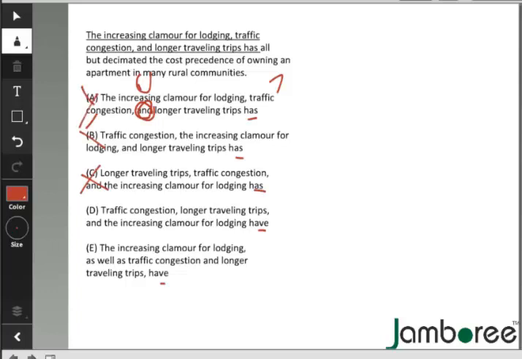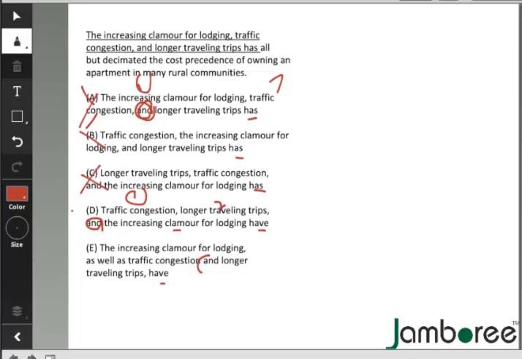So traffic congestion, one thing, right? And we got the and, right? We check for parallel construction. Traffic congestion, one thing, noun. Longer traveling trips, again noun, two things. And the increasing clamor for law. So this is also increasing clamor, also one thing. So these are all nouns. So this looks good in terms of parallel construction also.